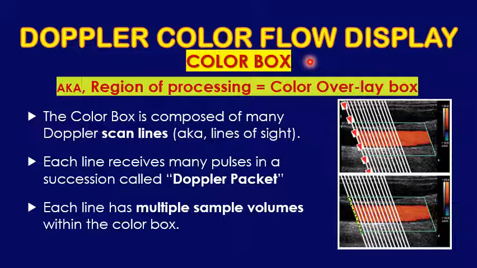A color box is sometimes called the region of processing, color region of processing, or color overlay box. It's made of mini Doppler scan lines. Each one of these scan lines is receiving a packet, or a sequence, of Doppler pulses. They are variable in number based on the situation and the manufacturer, but they are not a small number. They are usually within the range of 6 minimum up to 20 or more in some cases. So this number of pulses is called the packet or the ensemble length.